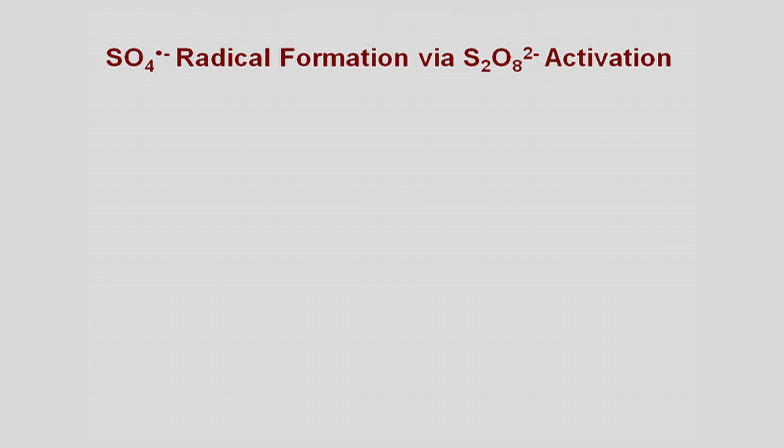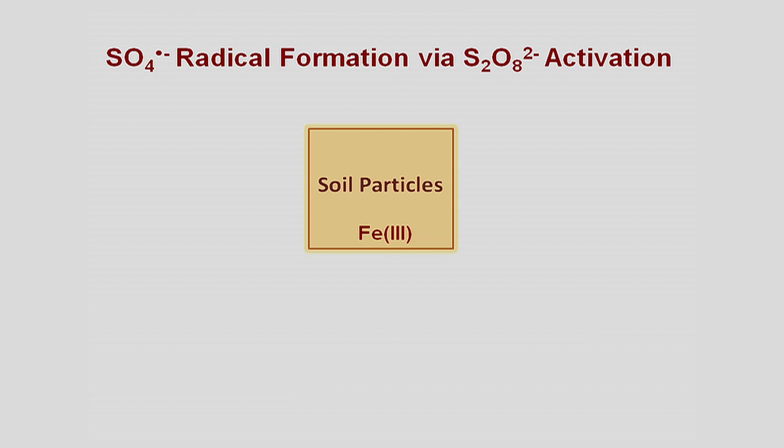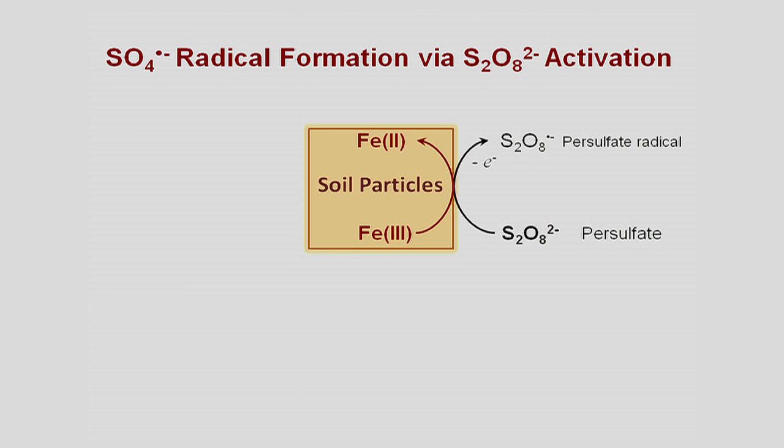So how does sulfate radical formation proceed via persulfate activation? In the subsurface, we have many different types of soil particles enriched in iron elements. Basically, they are iron oxide, with iron in the +3 oxidation state. When we inject persulfate into the underground, persulfate reacts with iron 3 through a 1-electron transfer process, as a redox chemical reaction. So persulfate is oxidized into persulfate radical, and in turn, iron 3 is reduced to iron 2 in the soil particles. But this is just half of the reaction.